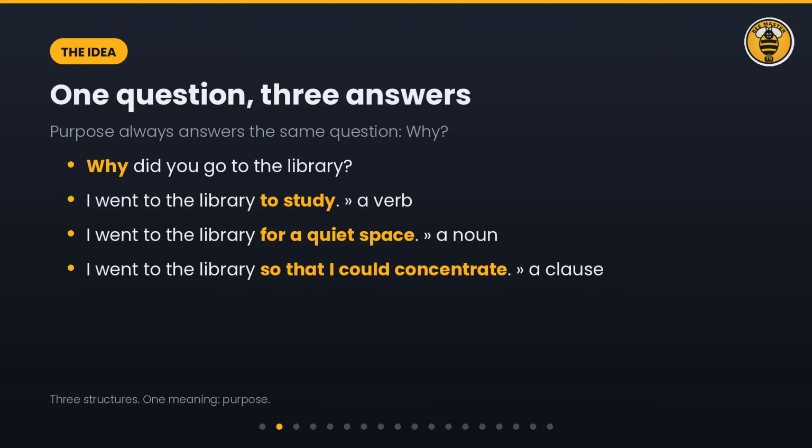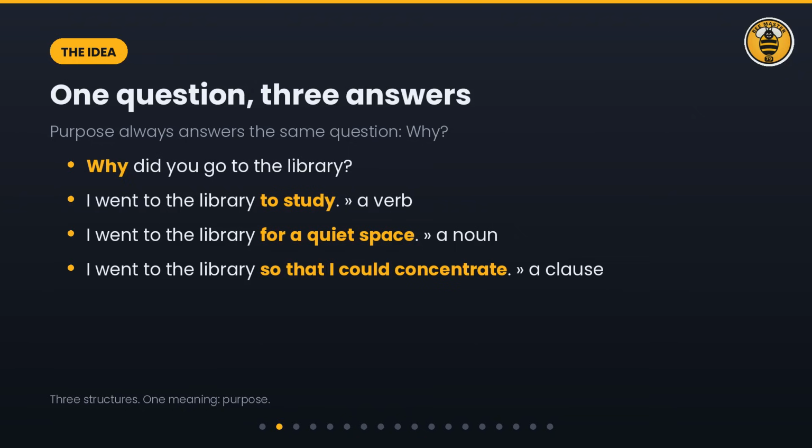Everything in this lesson answers one question. Why? Imagine somebody asks you, why did you go to the library? You have 3 ways to answer. First, I went to the library to study. That is to plus a verb.